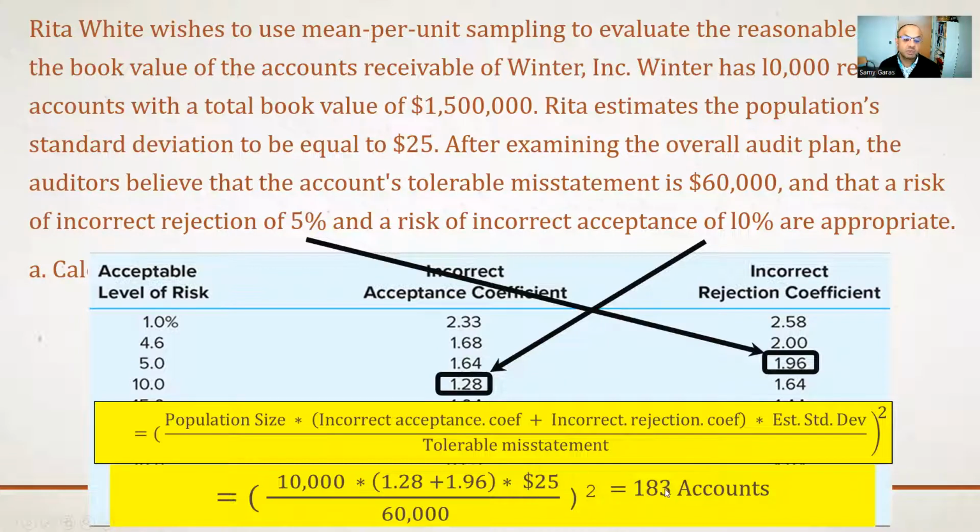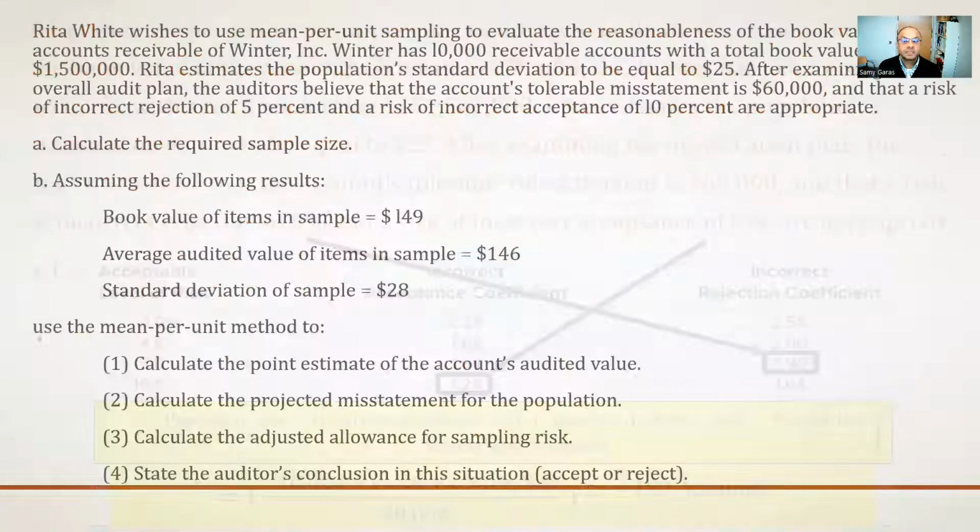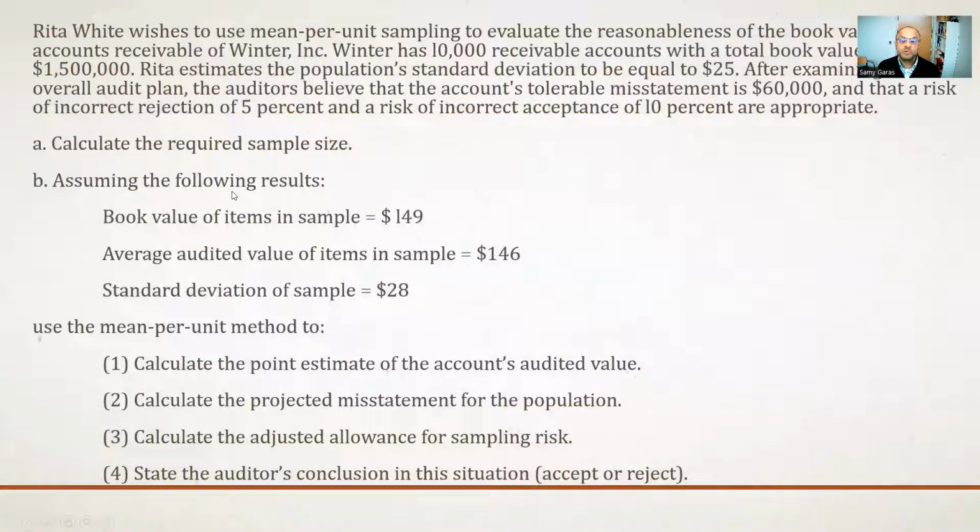And then we get the population, which is 10,000 times incorrect acceptance plus incorrect rejection times standard deviation over tolerable misstatement. We get 183. So in both examples here, I was showing you how to do the sample size based on a statistical sample.